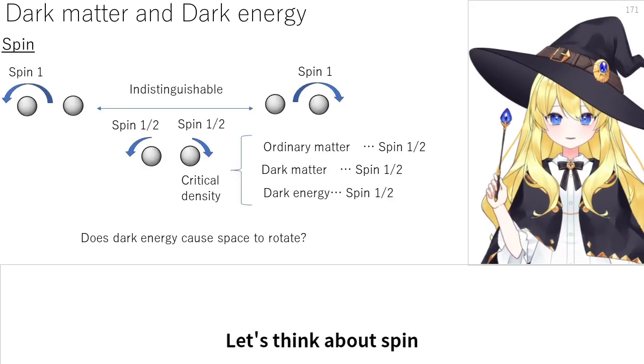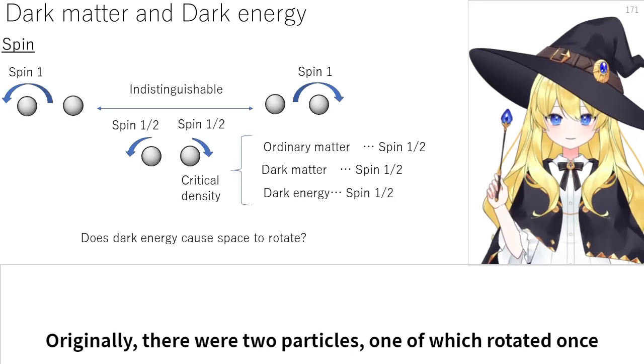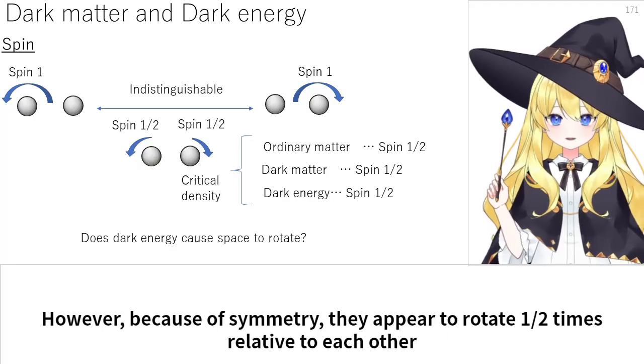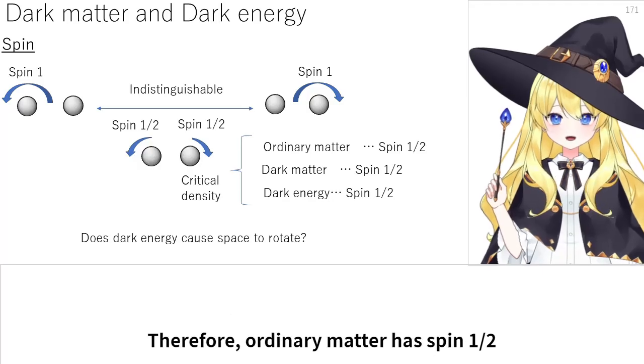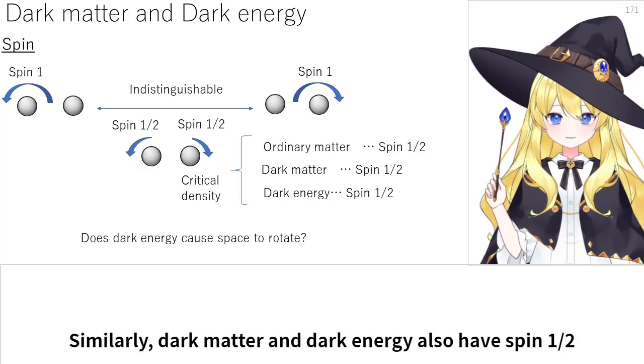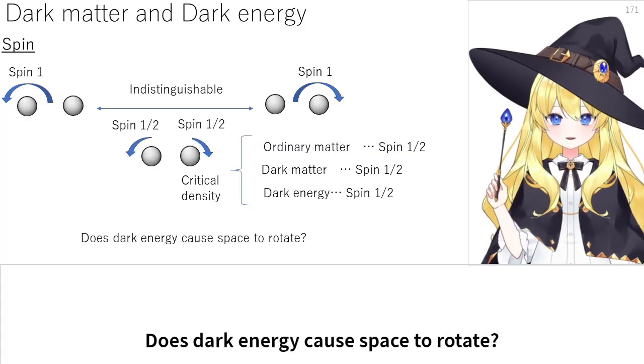Let's think about spin. Originally, there were two particles, one of which rotated once. However, because of symmetry, they appear to rotate 1/2 times relative to each other. Therefore, ordinary matter has spin 1/2. Similarly, dark matter and dark energy also have spin 1/2. Does dark energy cause space to rotate?